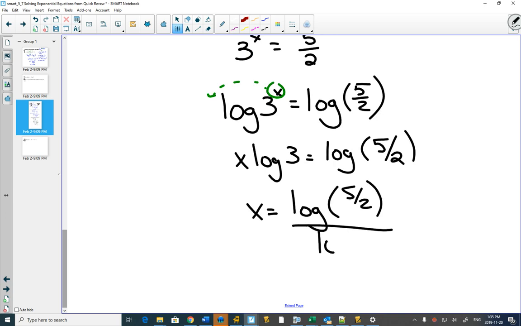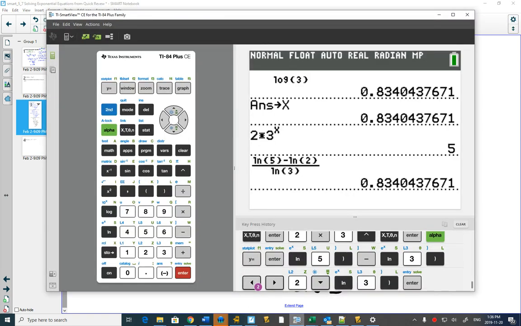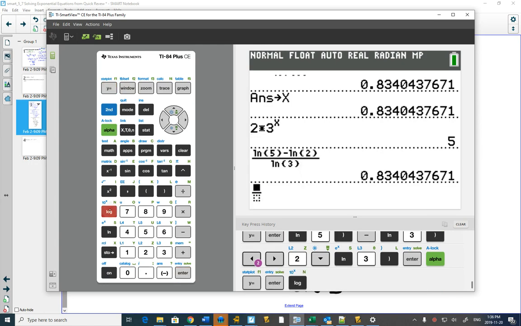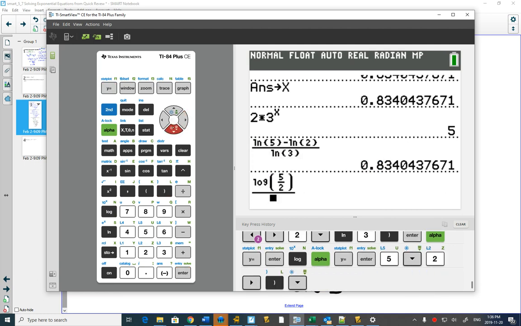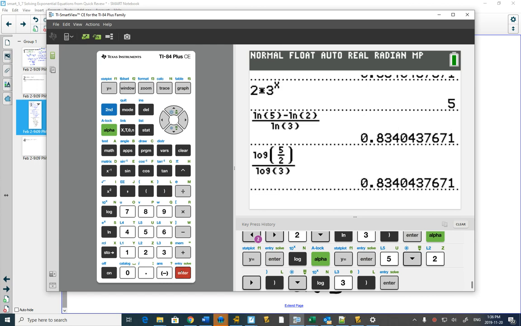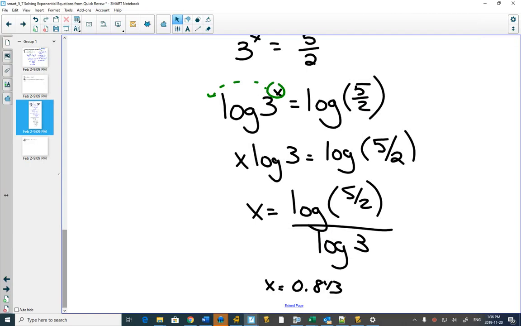Divide both sides by log 3 since it's a number. Check it on your calculator, and we should get that same answer again. So, log of 5 over 2 divided by log of 3. Do I get the same answer? I do once again. So the nice thing in this one, we had to use fewer log laws, right? We didn't have to use the adding log law to figure it out. Gave us the same answer.